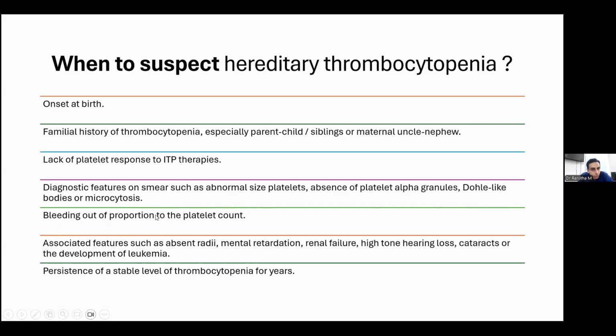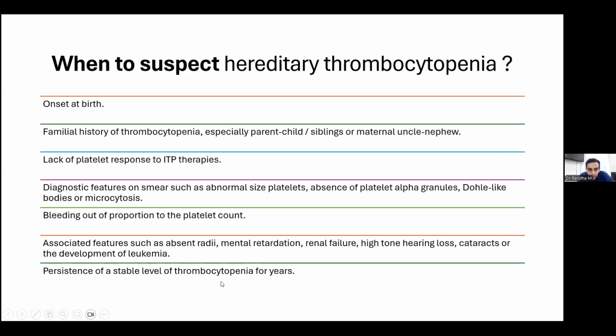Bleeding out of proportion to platelet count, for example, Bernard-Soulier, is always well described. And some of these patients would have obvious manifestations like absent radii, mental retardation, renal failure, high tone deafness. But I'd like to point out, like I'm sure many of you already know, that many of these patients, even with the MYH9 group, would not all come to us with the syndrome. They might evolve over a period of time to have cataracts and nephritis and things like that. So keeping them on follow-up and looking for new symptoms is important. And if it comes up, we need to obviously revise our diagnosis.